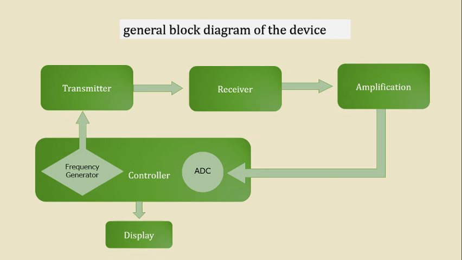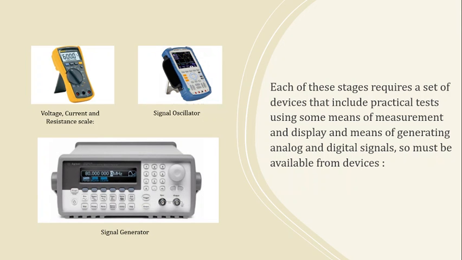After researching and studying the device, we came up with this scheme to simplify the mechanism of the device's operation, and this picture shows the general block diagram of the device. Each of these stages requires a set of devices that include a test using some means of measurement and display, and means of generating analog and digital signals. So the following must be available: signal oscillators, voltage, current and resistance meters, and a signal generator.